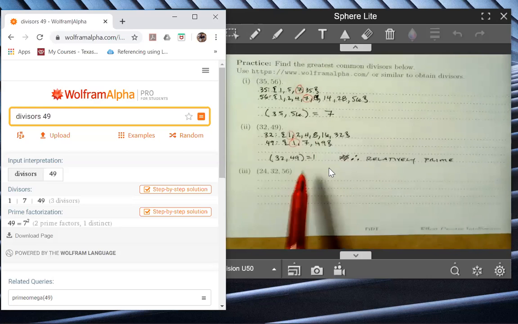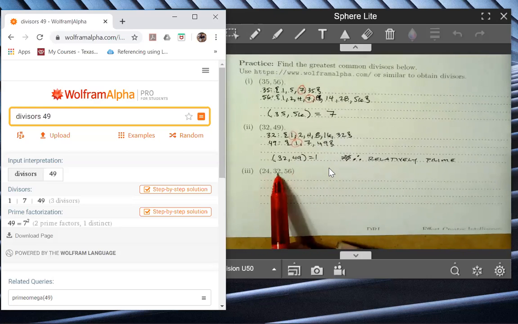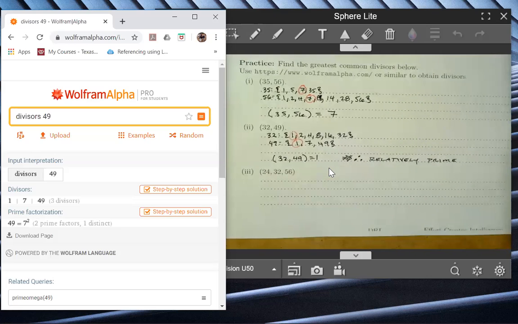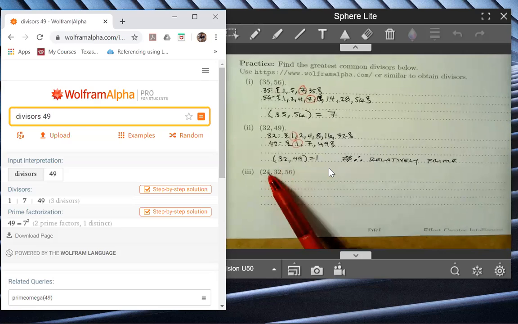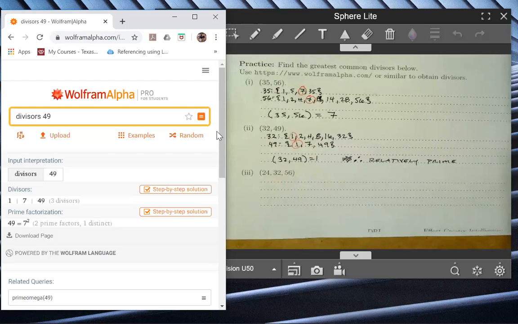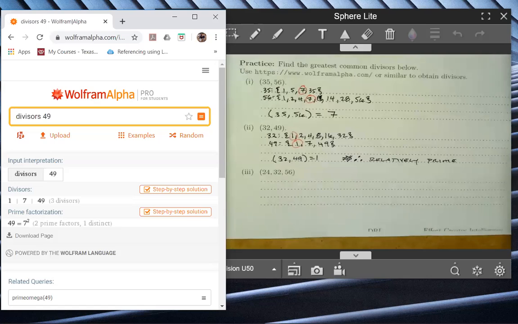We have 24, 32, 56. We have 3 of them in here. How do you think you would approach that? Well, you would consider the divisors for each, the divisors of 24, the divisors of 32, the divisors of 56, and see what is the greatest one for the 3 of them. So pause the video, give that a little try, and then unpause the video and check it out.